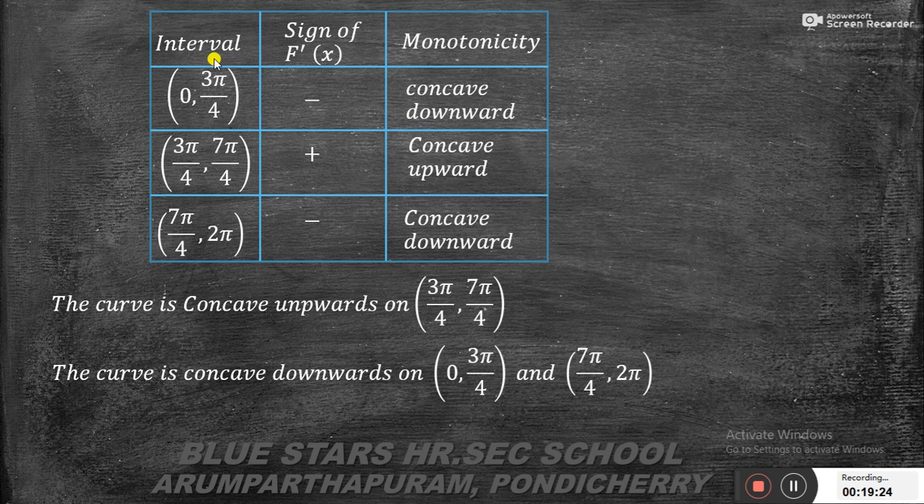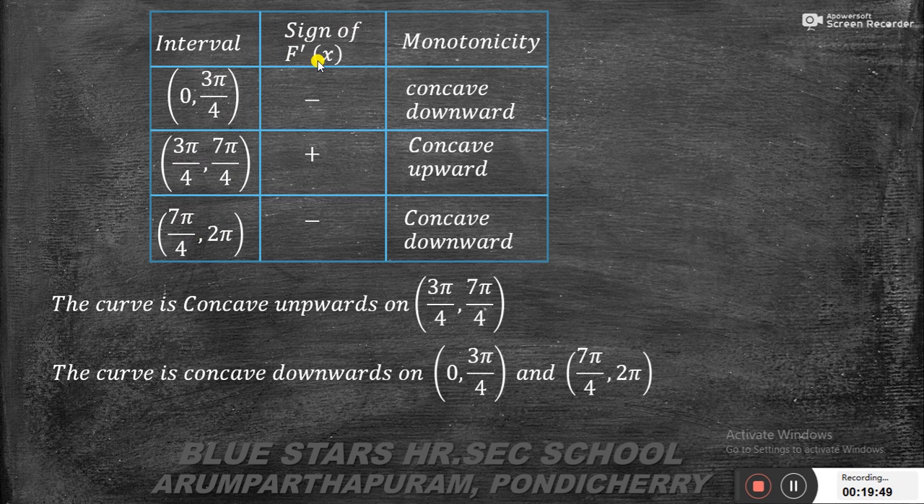Concavity means we take the sign of f double dash of x to determine monotonicity. Now I consider the intervals. First column is interval, second column is sign of f double dash, third column is monotonicity. So first I write the intervals: 0 comma 3 pi by 4, 3 pi by 4 comma 7 pi by 4, 7 pi by 4 comma 2 pi. Now the sign of f double dash.